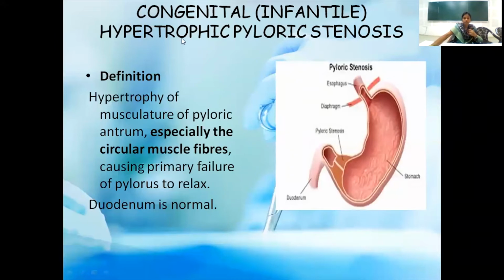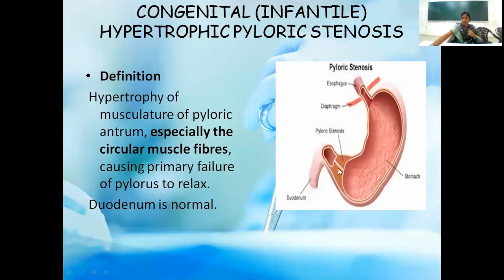Coming to the definition of congenital hypertrophic pyloric stenosis, it's the hypertrophy of the musculature of the pyloric antrum, especially the circular muscle fibers. Here, the circular muscle fibers are hypertrophied. As you know, hypertrophy is the increase in the size of the cells, whereas hyperplasia is the increase in the number of cells. By causing hypertrophy of the musculature, this causes the primary failure of the pylorus to relax. In this condition, the duodenum is normal.